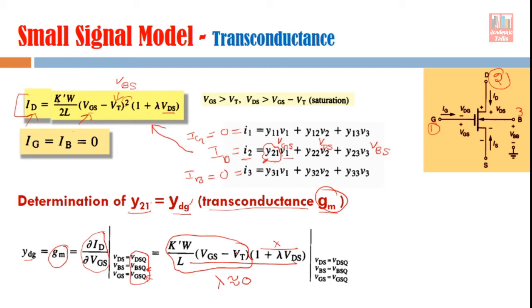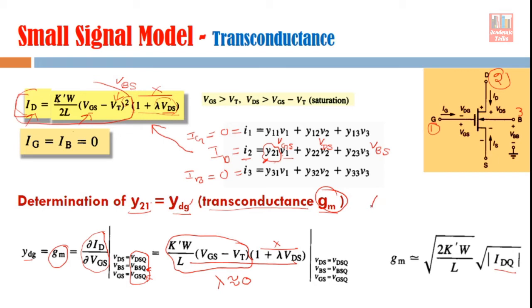Sometimes Gm is also written like this. So how? If you put the value of IDQ, meaning your drain current at the Q point, and for the drain current at the Q point you have to use this DC equation, but you have to consider VDS as 0. If this is 0, then the factor 1 plus lambda VDS will go. So only this part remains, this is your IDQ.